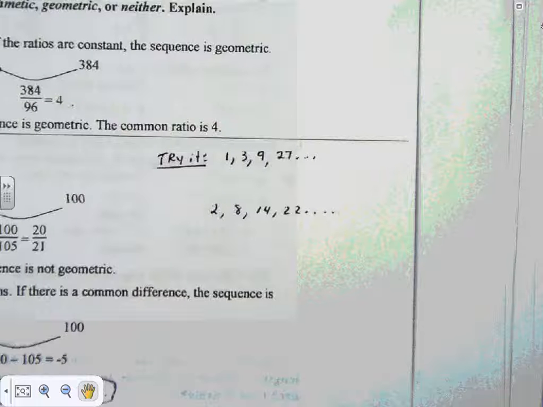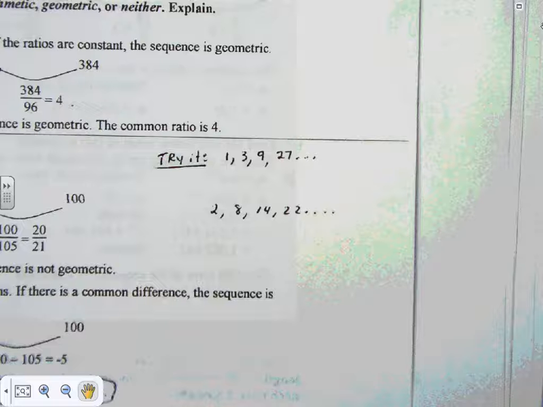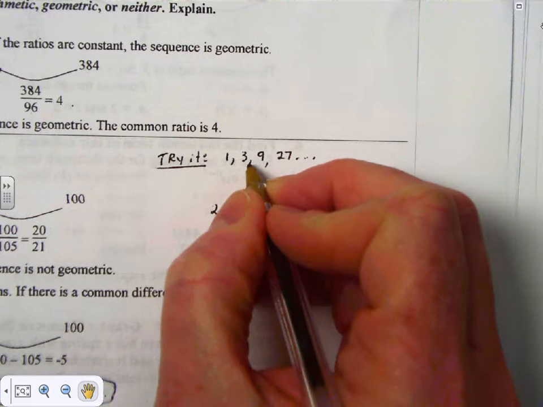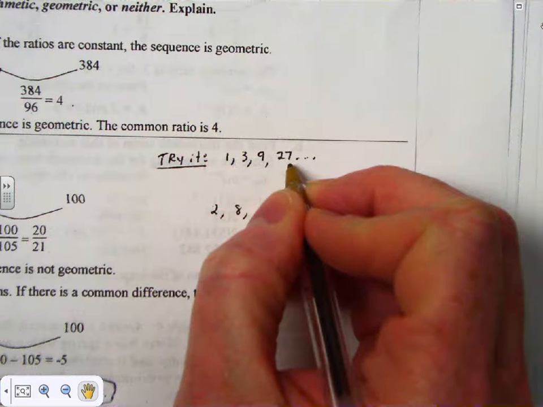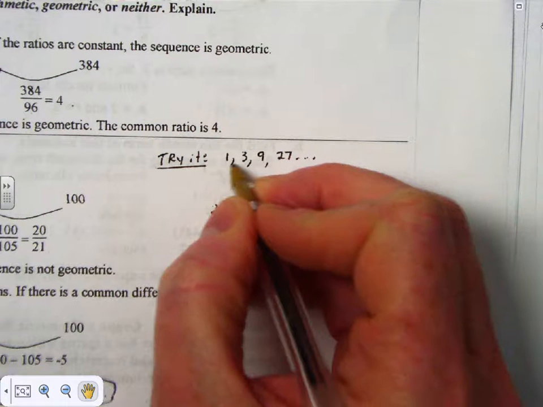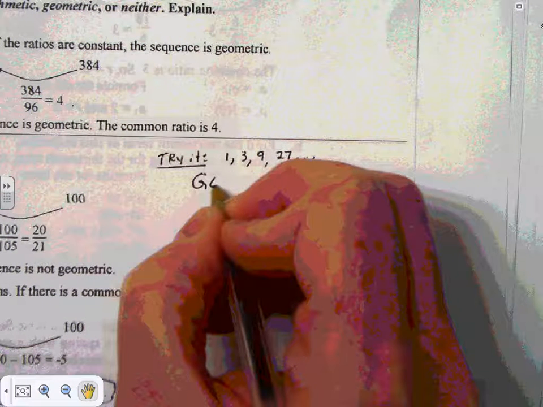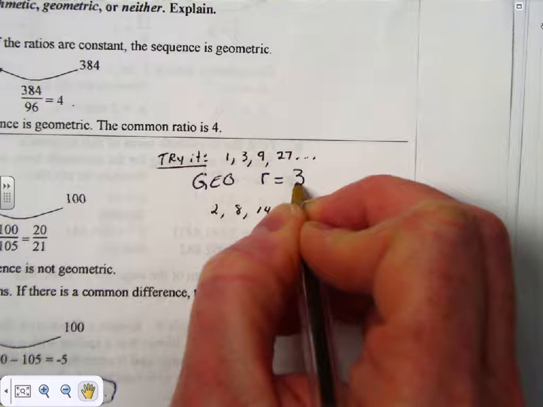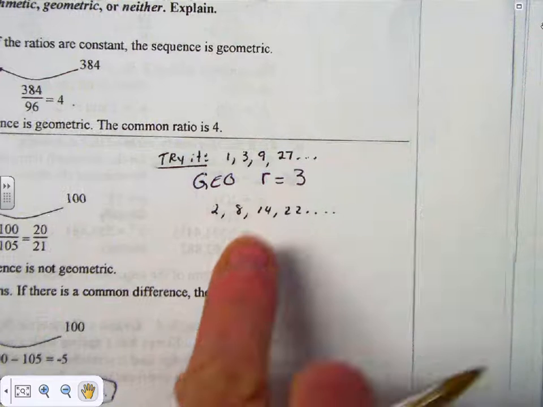Yes, sir. 3. Show off. Okay. Okay, so, all right. This one was fairly easy to find out that I was multiplying by 3. It was pretty consistent and pretty easy. And since it was multiplying, it is a geometric, right? And my R value was a 3. The ratio was a 3. We good? All right. Let's go to the next one.